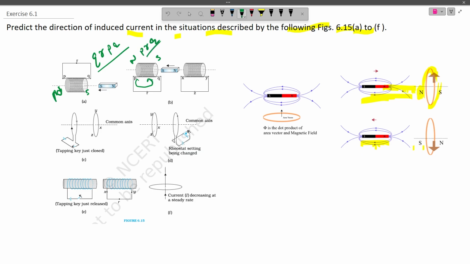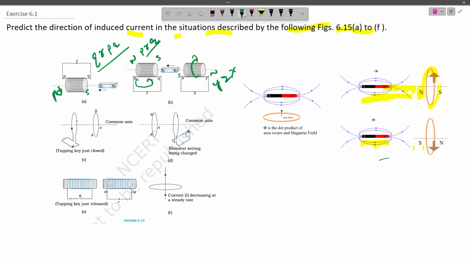Since the north pole is moving away from this coil, as in this diagram, a south pole will be created over here. In order to create the south pole over here, a north pole must be created over here, and applying the right hand thumb rule, the current will be in the anti-clockwise direction in this circuit, which means the current will flow from Y, Z and X. Let's move to the next figure.